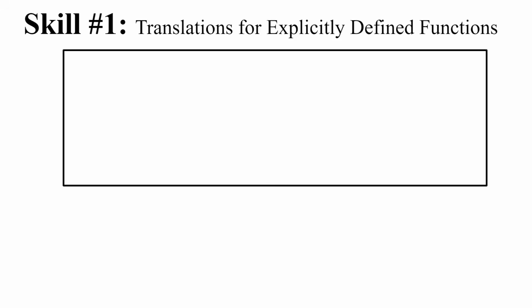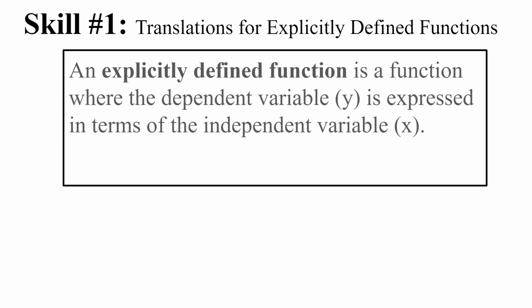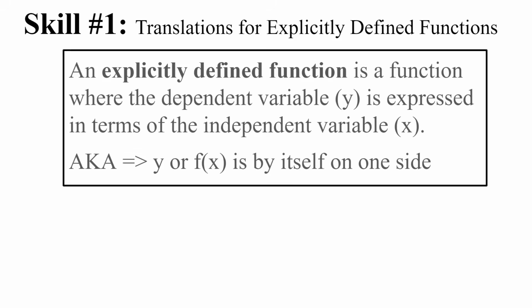So skill number 1 is translations for explicitly defined functions. So what the heck is an explicitly defined function? Well, it's a function where the dependent variable, that's y, is expressed in terms of the independent variable, that's x. In other words, y or f of x is by itself on one side of the equation. So for example, y equals 6x minus 8. That's an explicitly defined function because y is by itself on the left side of the equation.